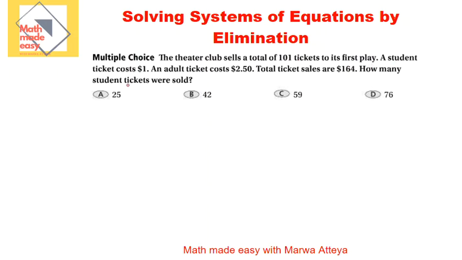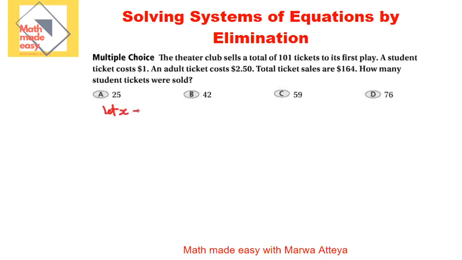A student ticket costs $1. An adult ticket costs $2.50. Total ticket sales are $164. How many student tickets are sold? Now, my advice to you, again, although it's a multiple choice question: define the variables.